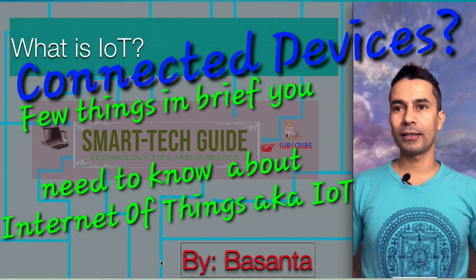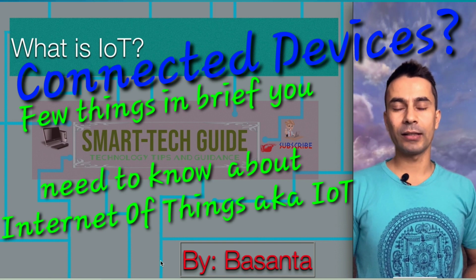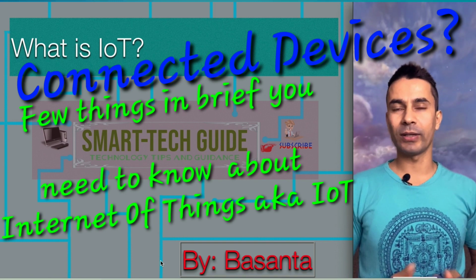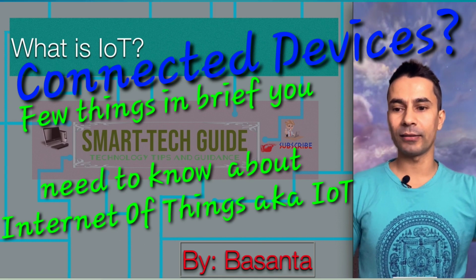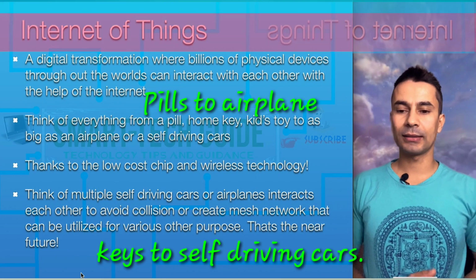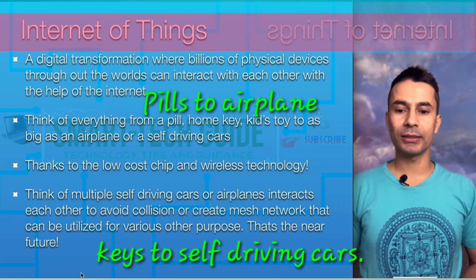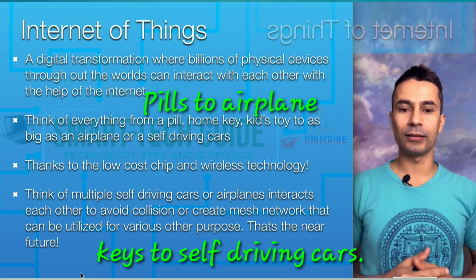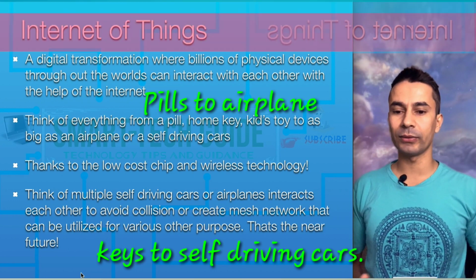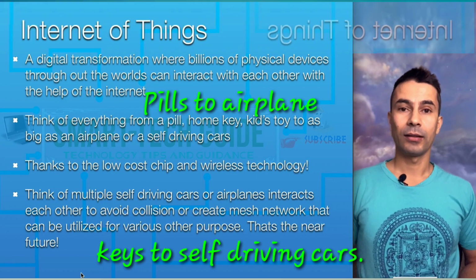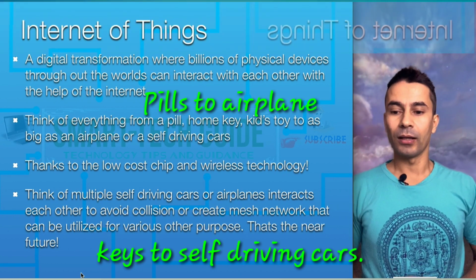In this guide, a little bit about Internet of Things. What is it? What are the examples? Why it's significant? Kind of like that. Internet of Things is a digital transformation where billions of physical devices interact with each other with the help of the internet throughout the world, of course.